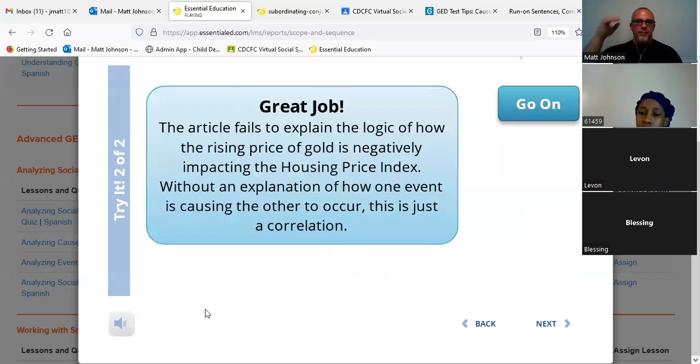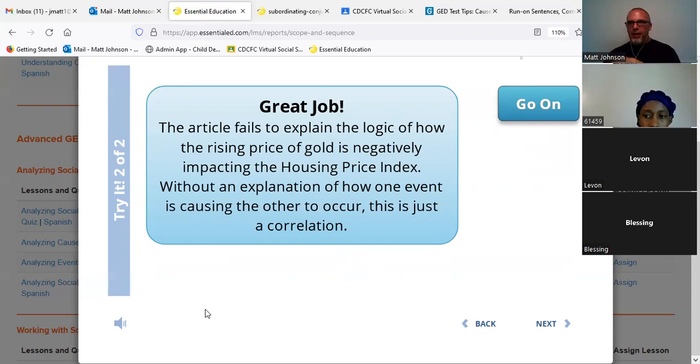Great job. The article fails to explain the logic of how the rising price of gold is negatively impacting the housing price index. Without an explanation of how one event is causing the other to occur, this is just a correlation. Right, and as I mentioned, that's the big caution when you see correlations. Correlation does not imply causation.